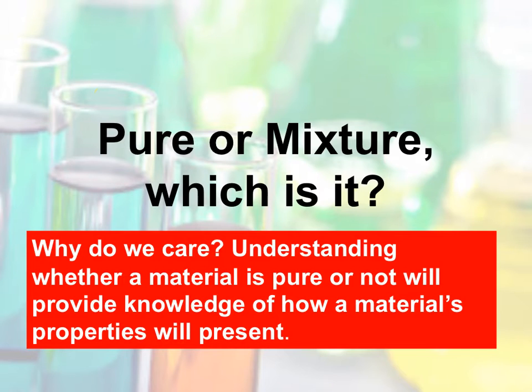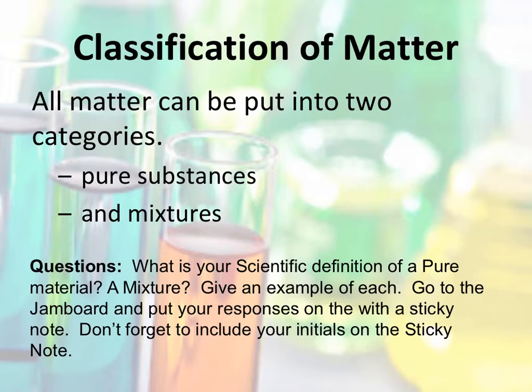So in addition to characterizing matter with solid, liquid, gas, we can also characterize matter as a pure substance versus a mixture or a non-pure substance. Now, why do we care? Well, because understanding whether or not a material is pure or not will provide knowledge on how a material's properties will present. All right, so it's useful knowledge when we go to design and build things.